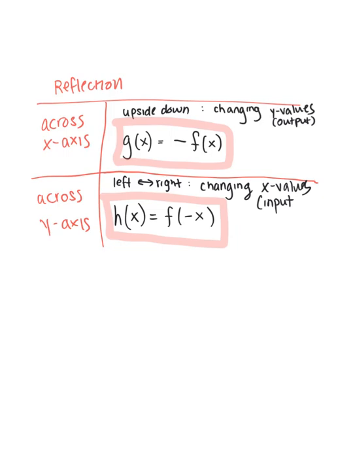And this is what happens when we do reflection across the x-axis and the y-axis. The part highlighted in red is how you write it in function notation. Across the x-axis is flipping it upside down, changing the y values. Across the y-axis means left and right, and it's changing the x value. And actually, let me add to that a little bit. If you reflect across the x-axis, x value stays the same. The name tells you what's staying the same. And then y value stays the same if you reflect it across the y-axis.